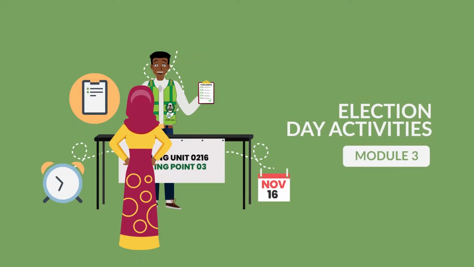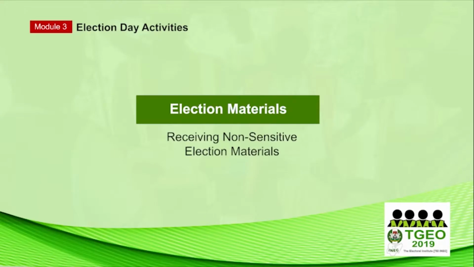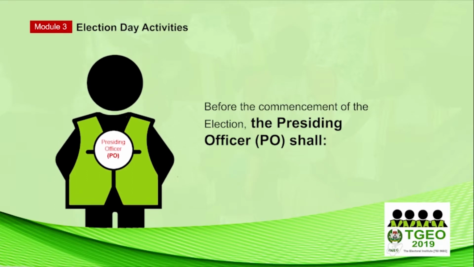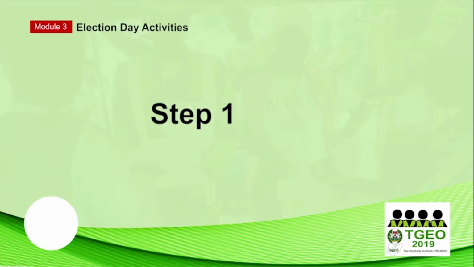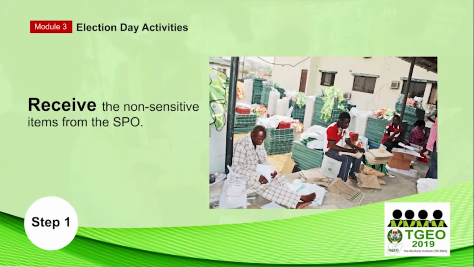Module 3, Election Day Activities. Election Materials. Receiving non-sensitive election materials. Before the commencement of the election, the Presiding Officer (PO) shall: Step 1. Receive the non-sensitive items from the SPO.